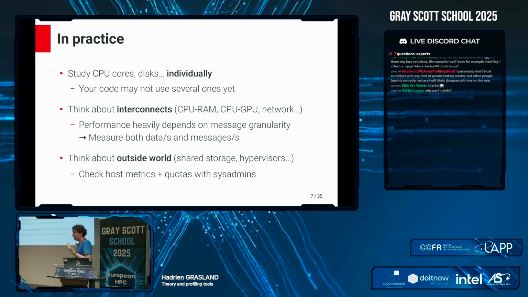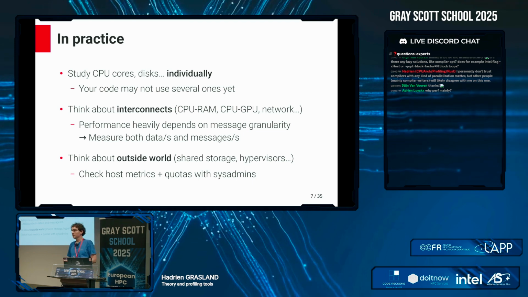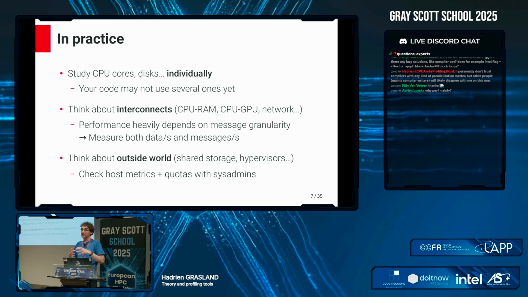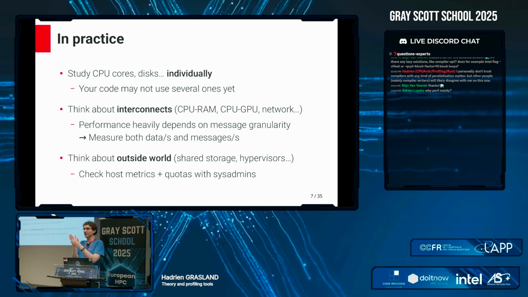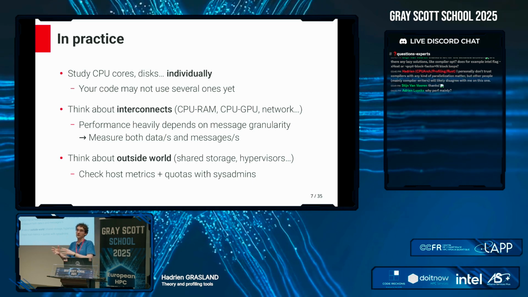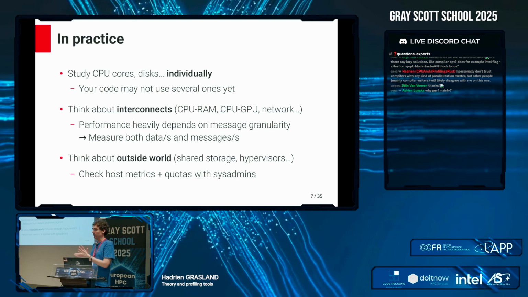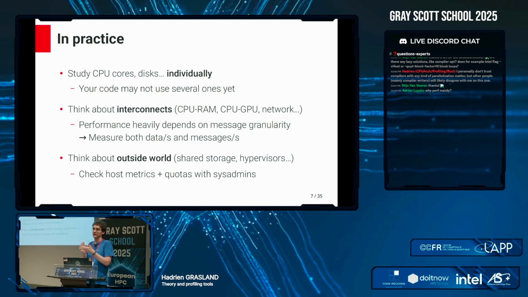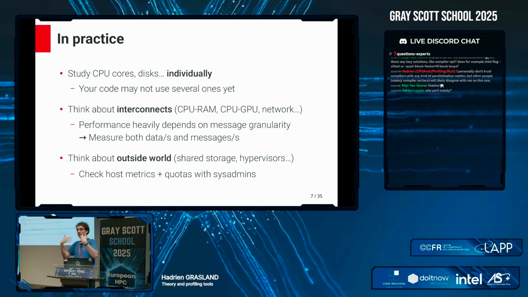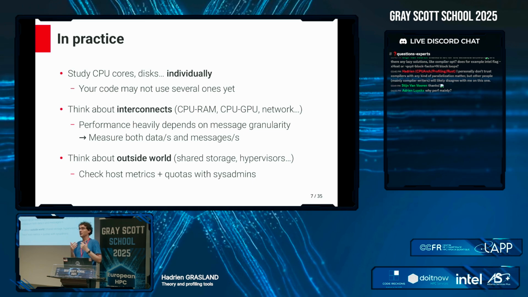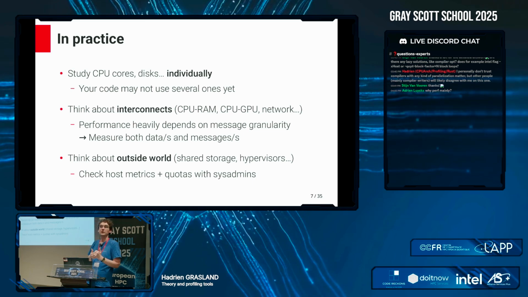A point to bear in mind about interconnects is that typically interconnects work with some granularity called messages. And the performance of an interconnect heavily depends on how big your messages are. If you are doing lots of small messages, typically you will get much worse performance than if you are doing few big messages. This is why when you are studying the performance of interconnects, if you have the way to get this metric, you really want to visualize both how much data is going per second on the interconnect, but also how many requests are processed per second, how many messages are going through the interconnect.